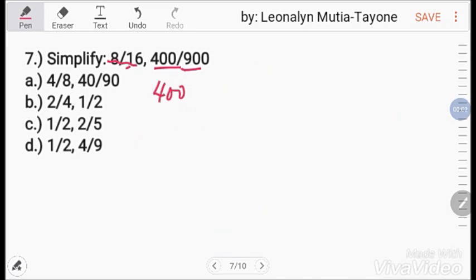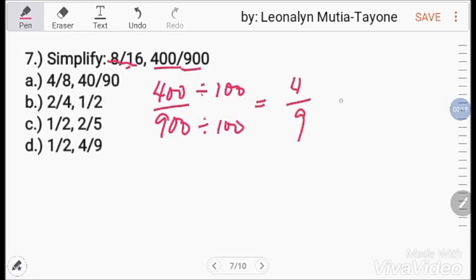Si 400 over 900. Another way ang gagamitin natin. Pwede mong i-divide ng 100, kasi yun yung greatest common factor ng dalawa, and that would be 4 over 9. Another way is, pareho silang 0, cancel mo yan. Isa pang 0, cancel mo yan. So, 4 over 9. And the answer is letter D.